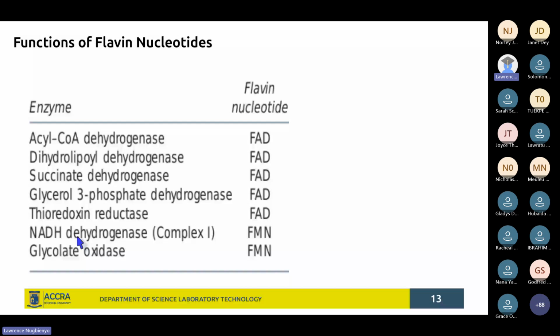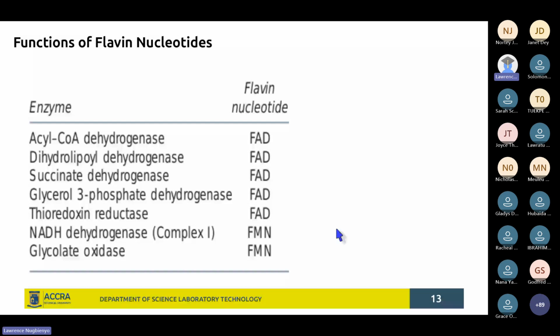That too you'll find in different metabolic reactions. Glycolate oxidase you find in carbohydrate metabolism. Both of them, you see the coenzyme there is not a dinucleotide, but it's a flavin mononucleotide, FMN. So these are some of the functions of this coenzyme.